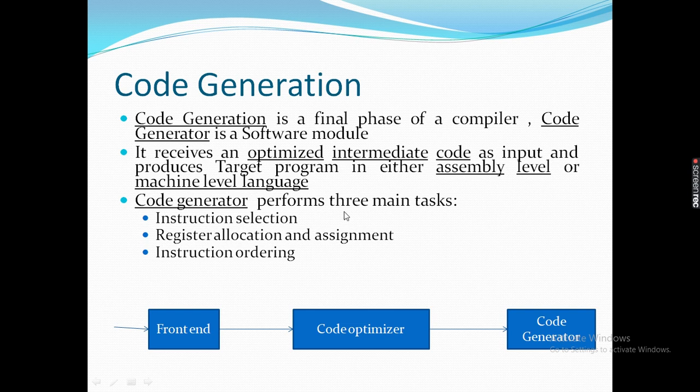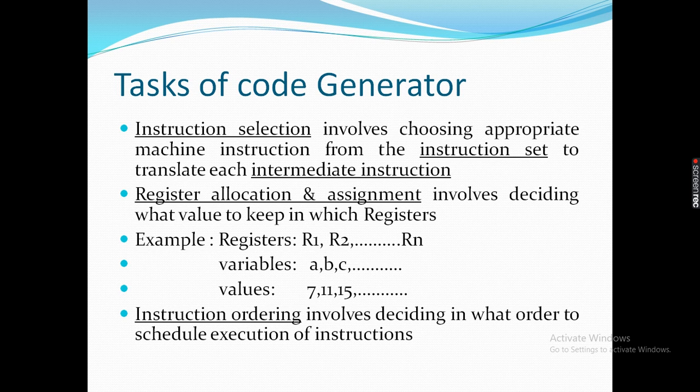The code generator performs 3 main tasks. First one, instruction selection. Second one, register allocation and assignment. And third one is instruction ordering. What is instruction selection? So take an example. The first task of the code generator is instruction selection. Instruction selection involves choosing an appropriate machine instruction from the instruction set to translate each intermediate instruction.